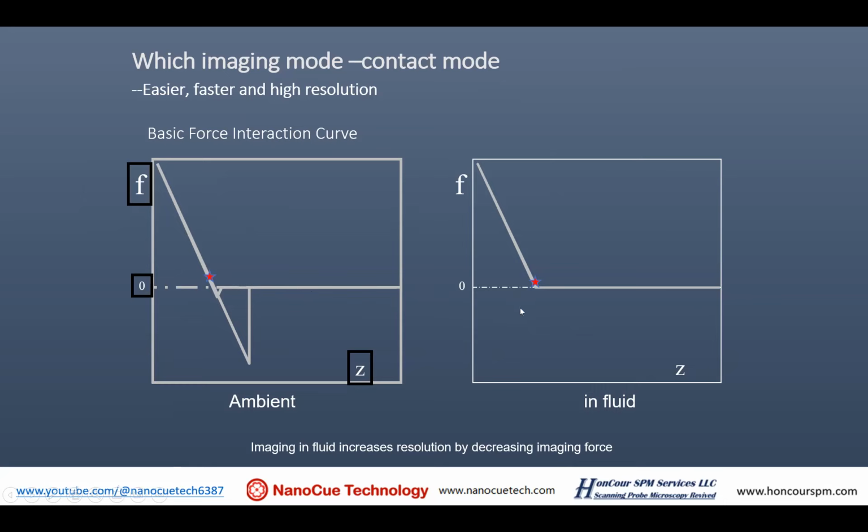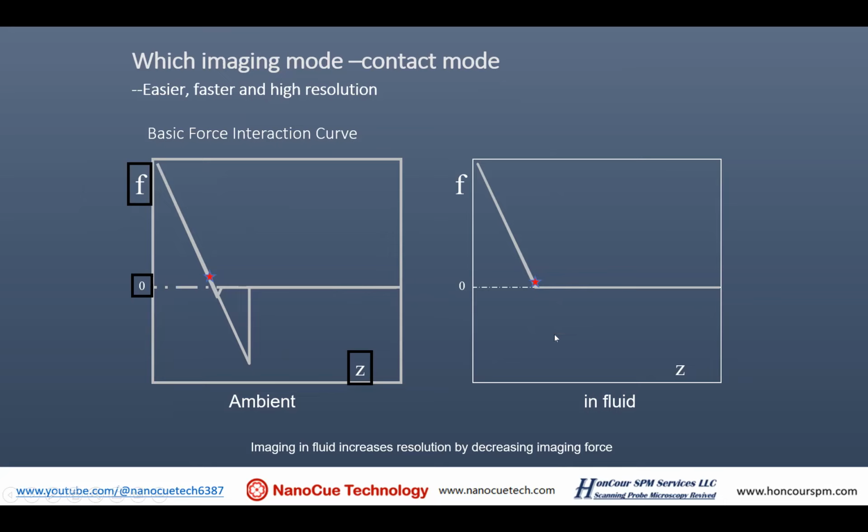Okay, why did it look different? That's because in air, there's adhesion force and there's some condensation on the surface of the sample. So when the tip hits the sample, it always gets sucked into the sample because of this capillary force. So you have adhesion force. When it's in liquid, the liquid is everywhere, and therefore this capillary force is no longer in effect, and therefore the adhesion pull-up force is no longer there.